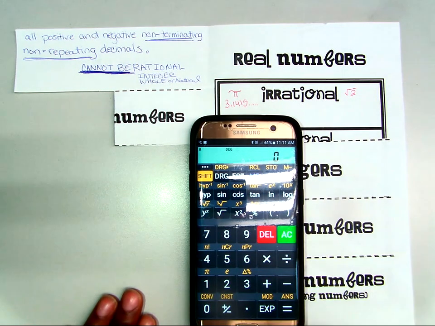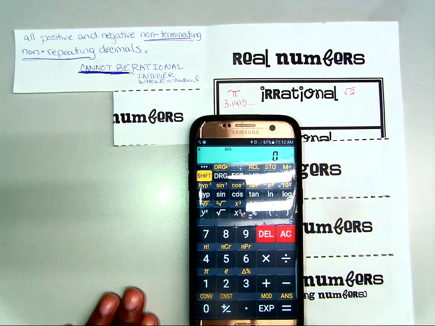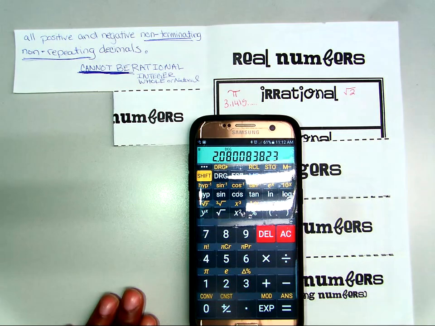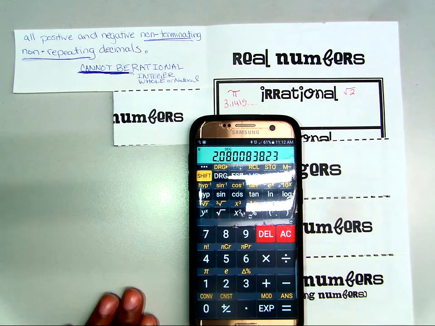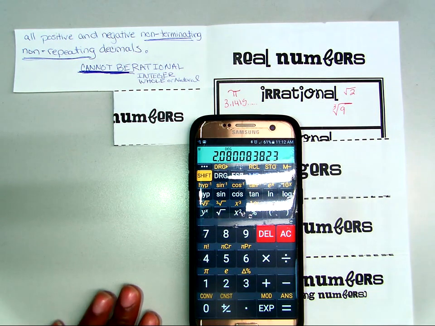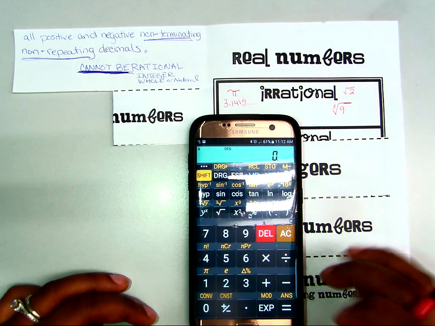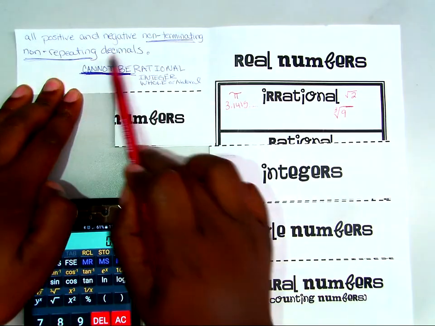All right, let's try another number. Let's try the cube root. So let's put in 9, shift. 2.08008382... There's no pattern. This is the cube root of 9. Those are some examples of irrational numbers. All right? Remember, these numbers are non-terminating, non-repeating decimals.